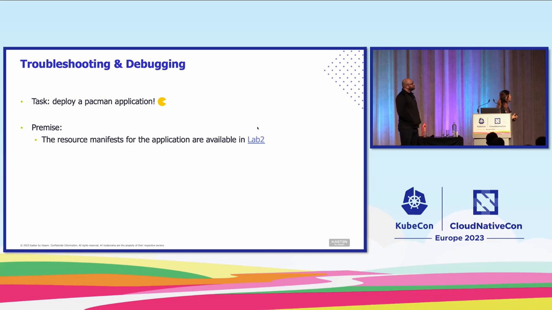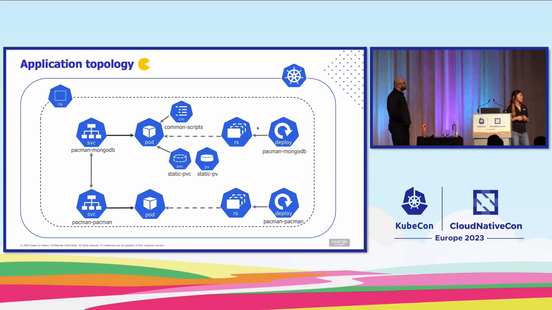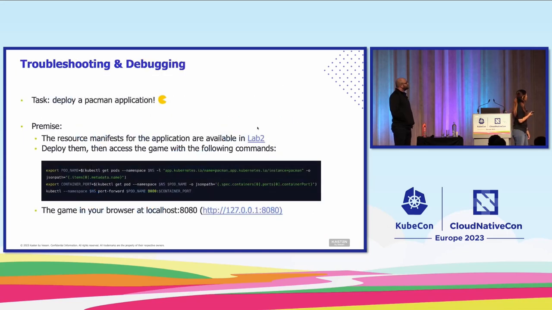And so our task is to deploy the application. The premise is all of the resource manifests of the topology I've just described should be available in lab 2. If you are using the GitHub repo, it's in the lab 2 folder. If you are using Instruqt, it's going to be in the Instruqt lab automatically for you. And this is a bit of a mapping of the YAML files you're going to have with the topology. There should also be the same table in the Instruqt lab and also in Minikube. And so our task is pretty simple. Deploy them, then access the game.